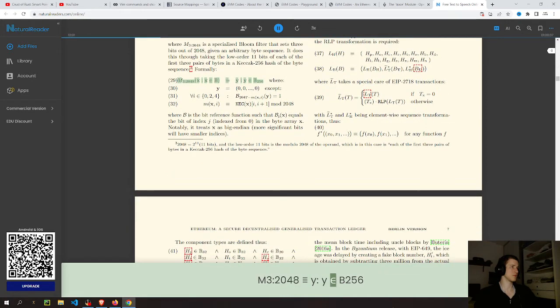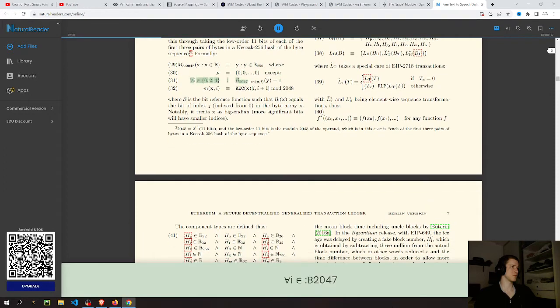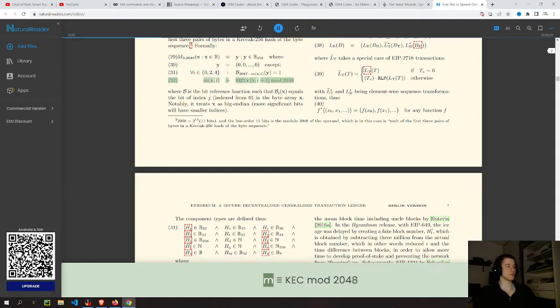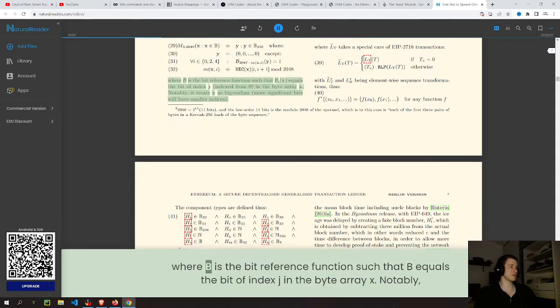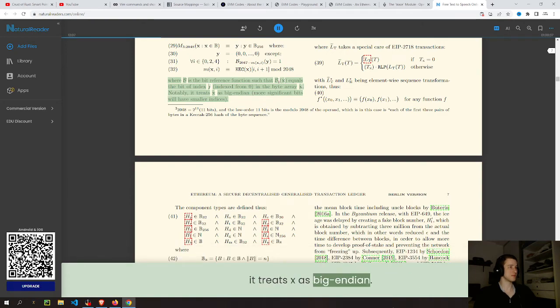M3:2048Y, Y set membership symbol B256. Where Y equals accept. Turned I set membership symbol B2047. I equals 1. MCAC mod 2048. Where B is the bit reference function such that B equals the bit of index J in the byte array X. Notably, it treats X as big endian.